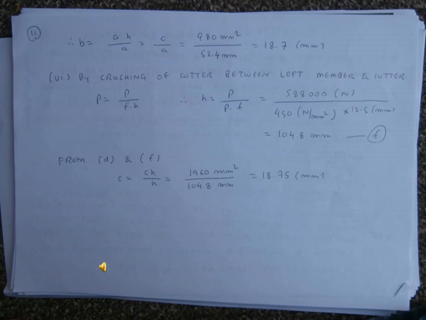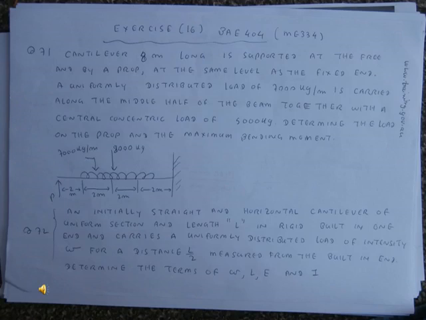And based on the theory and the calculation, we have to solve exercise 16 for the BAE404 and the MB334. Question 71. A cantilever 8 meters long is supported at the free end by a prop at the same level as the fixed end. A uniformly distributed load of 7,000 kilogram per meter is carried around the middle half of the beam, together with its central concentrated load of 5,000 kilogram. Determine the load on the prop and the maximum bending moment.